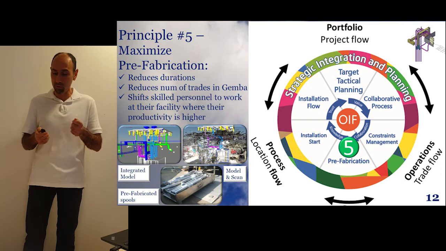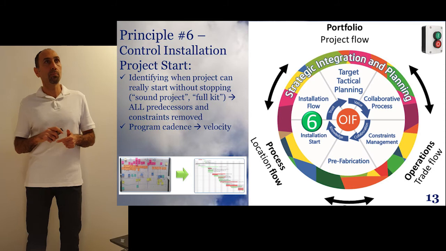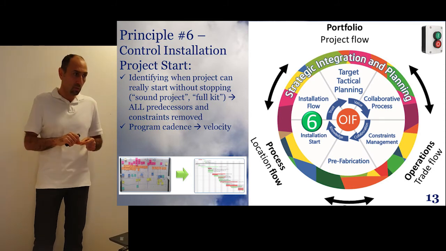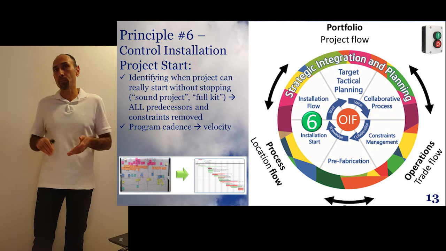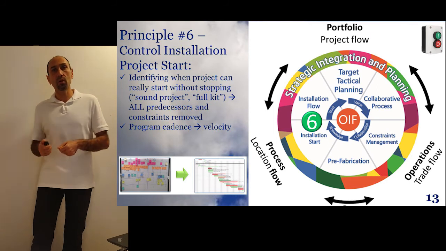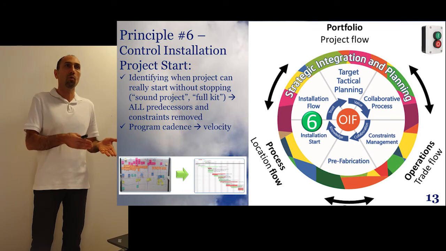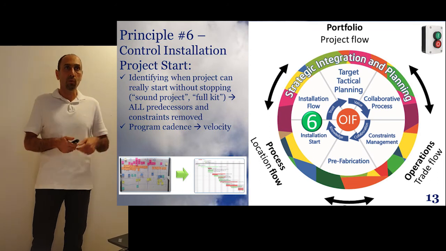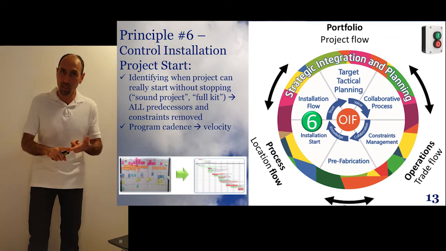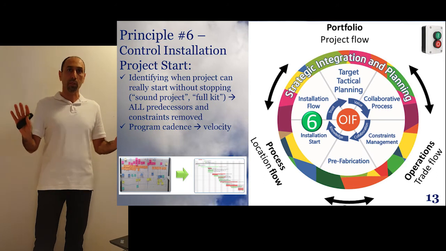So it's really important to how we can maximize the prefabrication. The sixth principle out of the 7 is really to control the installation project start. Once we acted upon the previous 5 steps, it's really when do we start. We shouldn't start the project because the schedule or the Gantt says, yeah, you should start tomorrow. We should start only when we have all the predecessors and all the constraints, and all of the things that we can think about from previous learning, we remove them completely.